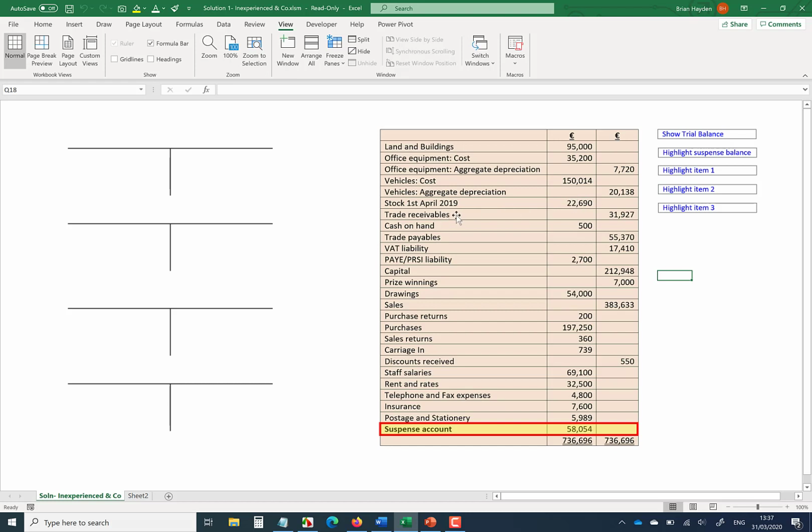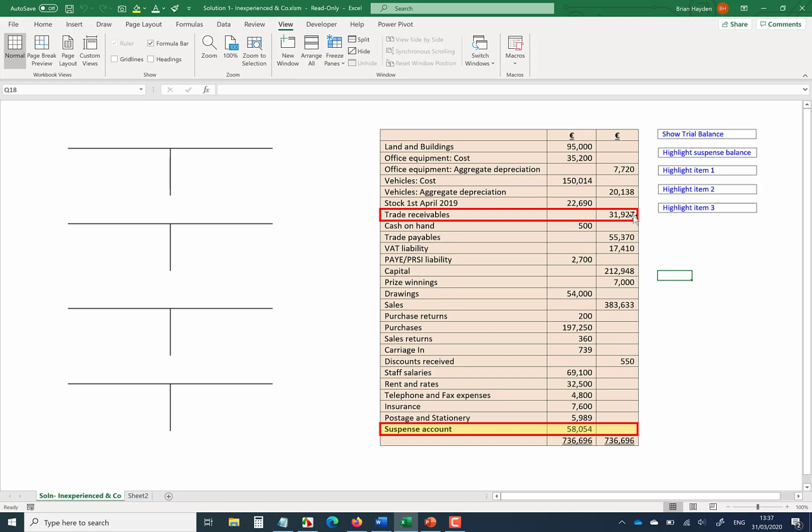Trade receivables or debtors. Now, this is an asset. If you think of your balance sheet, trade receivables go under current assets, so debtors. So this is a problem. This has been put into the wrong side, so that should go on the debit side. So I'm just going to highlight that for the moment. It's one we need to deal with. By putting it in the credit column, it contributed to the problem that gave rise to the suspense account.